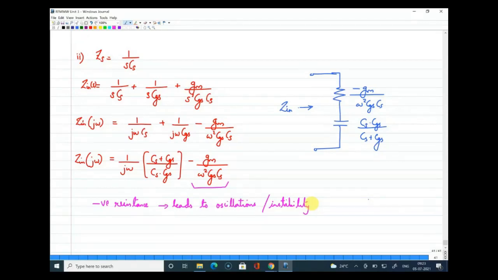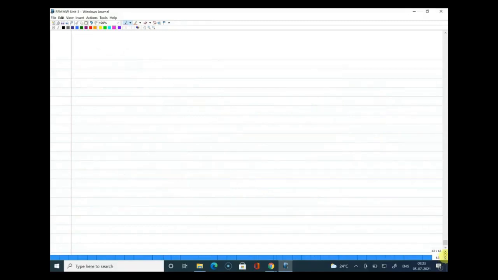So this is the second case. When you substitute a capacitor, you are getting an input impedance without any physical resistance, but that can lead to instability of the circuit. So the only element we have now is the third element. Let us try that third element, Zs, which is an inductance. I'll write it as S into Ls.